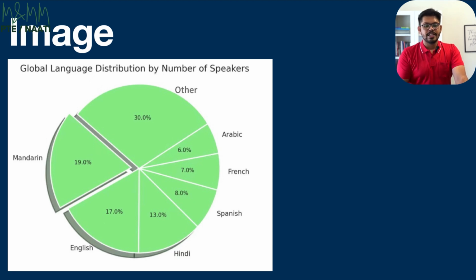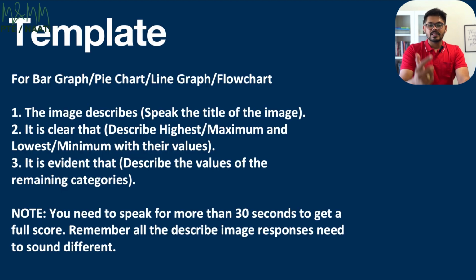Let's assume the title was not given. I would just say the image describes a pie chart. Keep it straightforward and simple because the image is actually a pie chart. So you're not bluffing. So if you actually speak whatever is visible in the image, you will not end up in trouble. Okay. So because the title is given, I would say the image describes global language distribution by number of speakers. Easy.